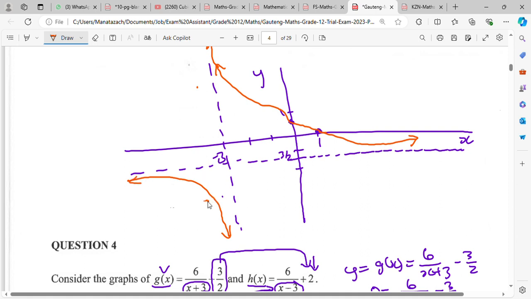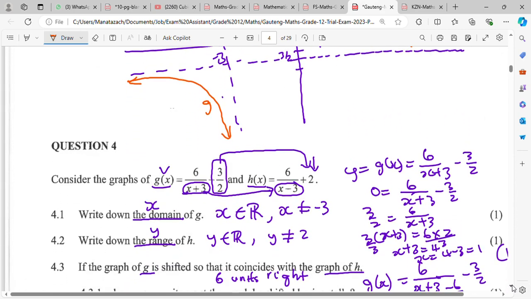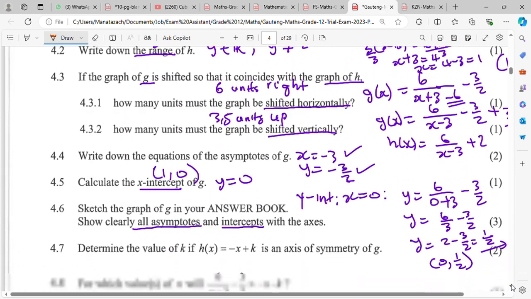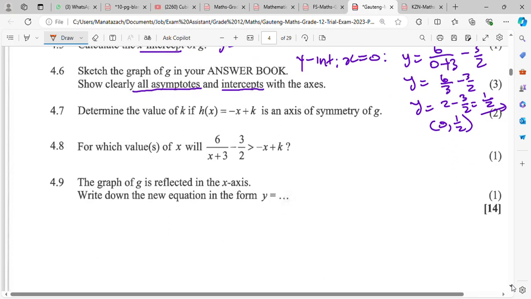So this is the graph of g. That will be it for this particular question. I think we are remaining with 2 more questions until we finish. 4.7 says determine the value of k for which h of x is equal to minus x plus k is an axis of symmetry for g. So we need to just work out the value of k.